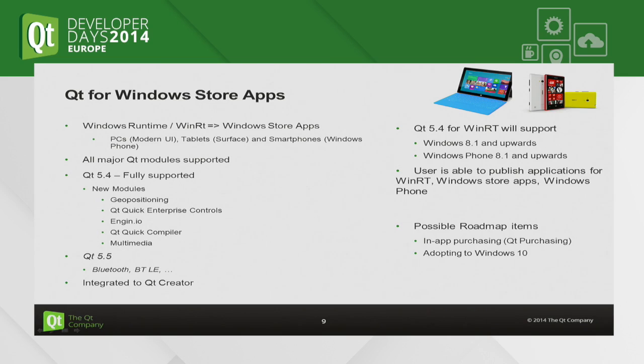This is going to be fully supported on Qt 5.4. It was already in beta in 5.3. So with 5.4 we're introducing new modules like geo-positioning, so you can even access GPS, Qt Quick Controls and Enterprise Controls, and Genio data storage, Qt Quick Compiler, multimedia. All these are supported with 5.4. With 5.5, we'll be introducing then maybe native look and feel, or maybe that's coming later, support for Bluetooth and Bluetooth LE. Let's see, and also probably the purchasing API might make it too.